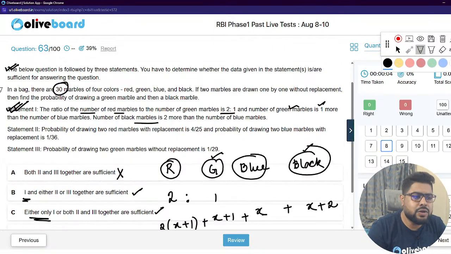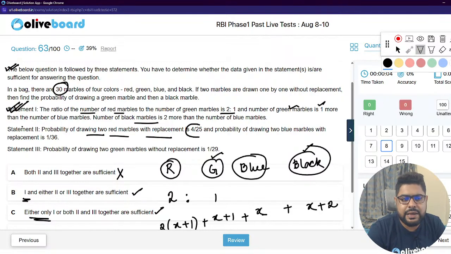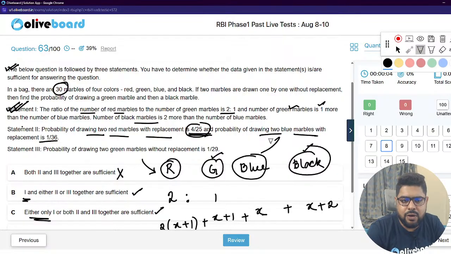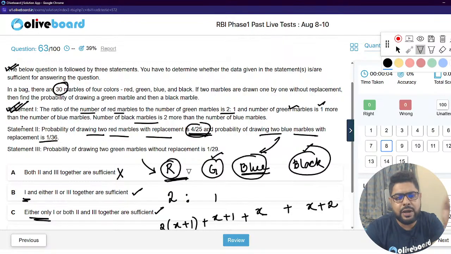Let's see statement 2, sir. Probability of drawing 2 red marbles is this. From this line, I can say that the number of red marbles I'll figure out, using this probability. Probability of drawing 2 blue marbles is this. I now also know how many blue marbles there are, because probability gives us the number. So I'll get the number of blue and red marbles. But again, I don't know green, I don't know black.